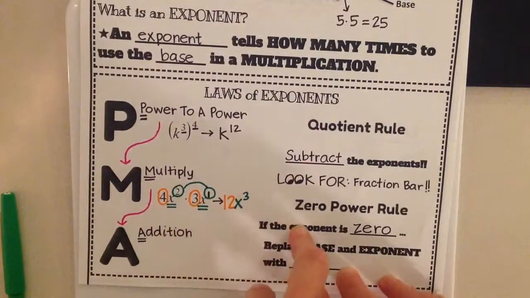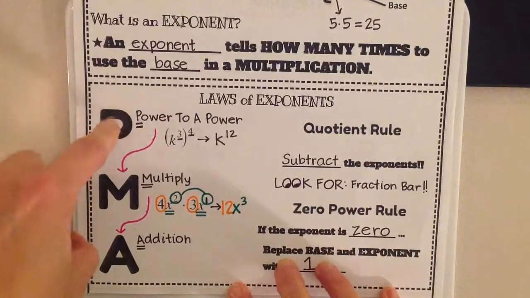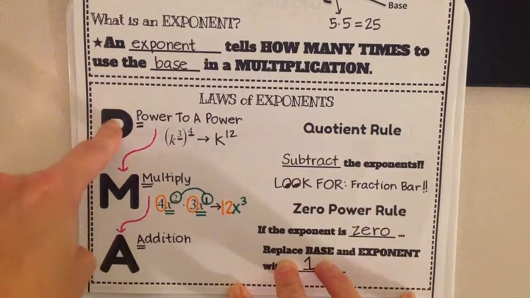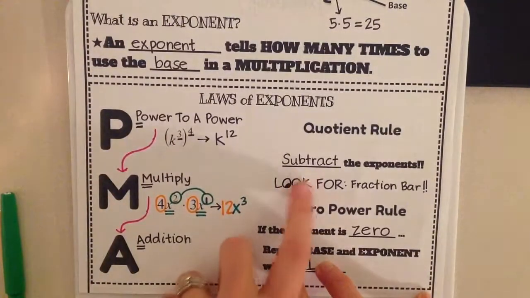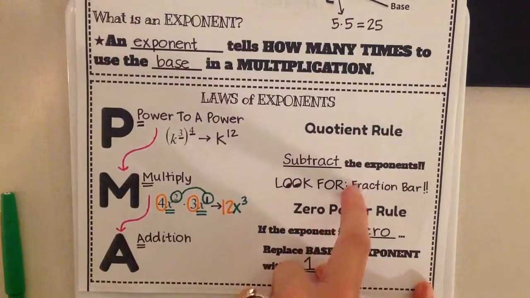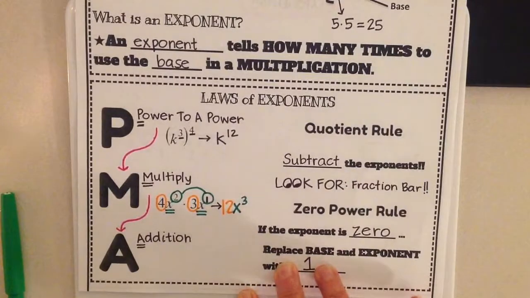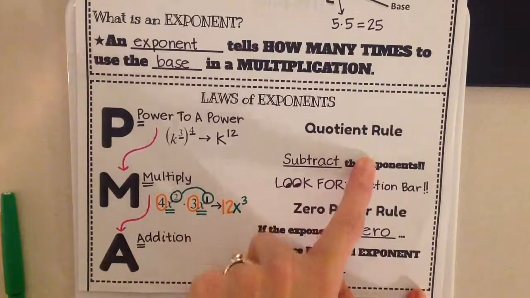Now, the 2 rules that I have out here to the side, these are going to be the 2 rules that you check after you do PMA. After you check for power, then check for multiplying, and you have to add. Then you check for the quotient rule. You are going to subtract the exponents, which means you've got to look for a fraction bar. That is how we acknowledge and recognize that there is division here. Again, I am not dividing the exponents because it's the quotient rule.